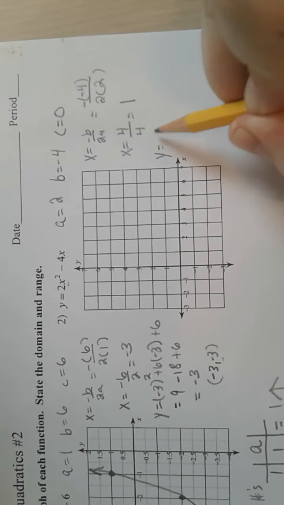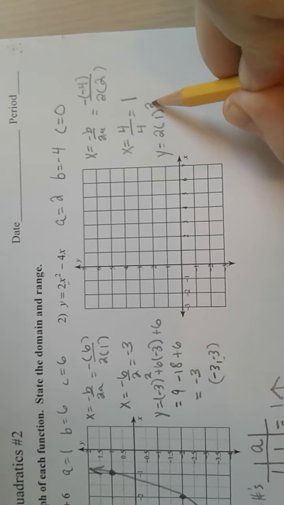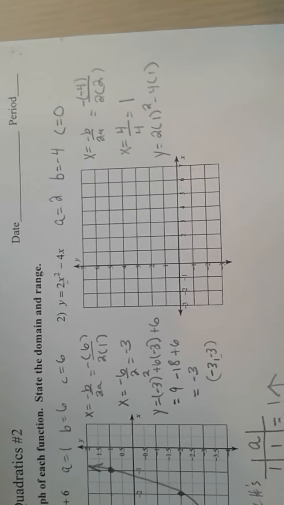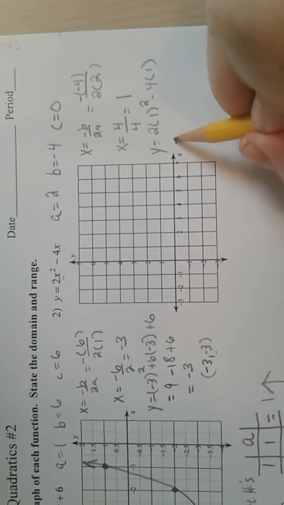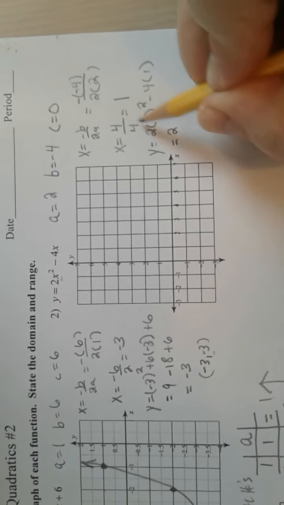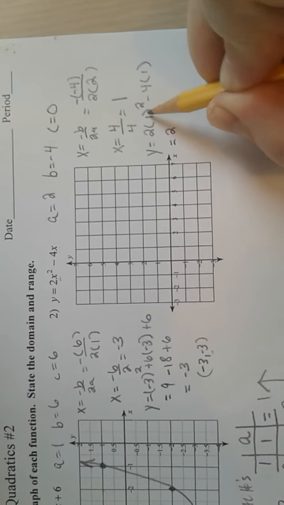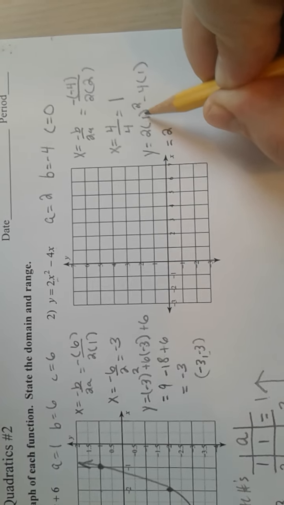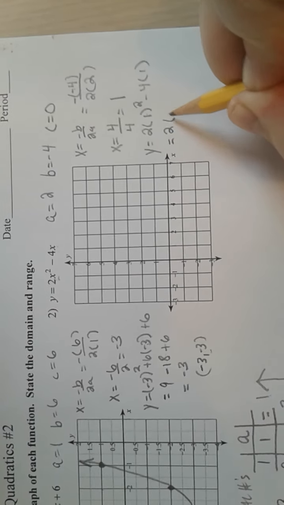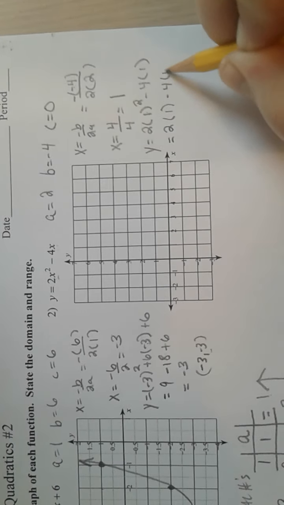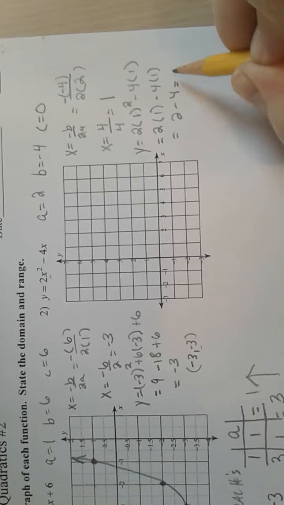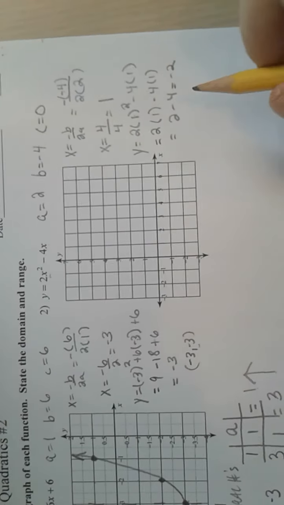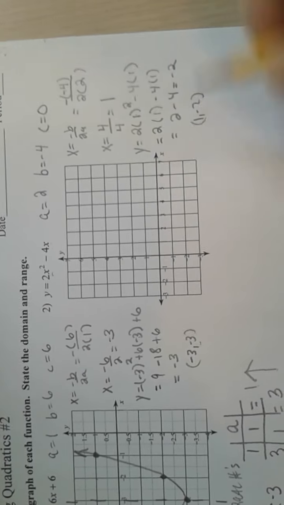For my y coordinate, once again, I can plug that in. If you were using a calculator, you could enter this whole thing in. Just make sure you use parentheses. If you're going to do this by hand, we'd first have to square that 1, because of order of operations, we would do our exponents first. So this would be 2 minus 4, which is negative 2. So my vertex would be 1, negative 2.